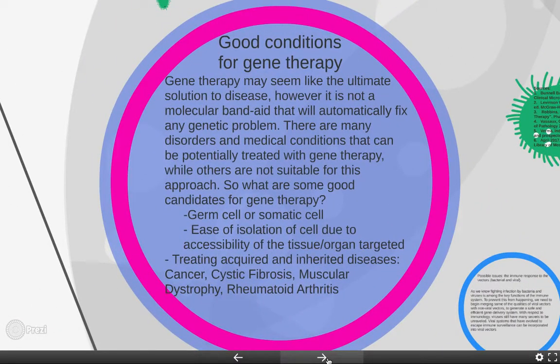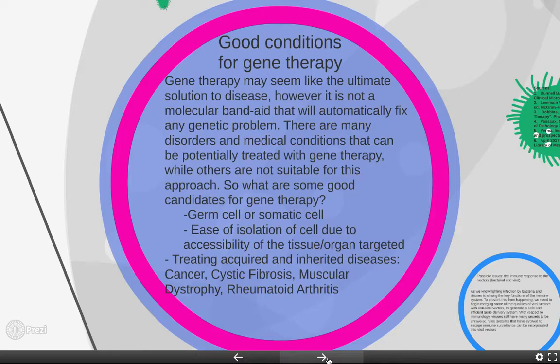So how do you know if gene therapy is the good solution? It may seem like the ultimate solution to many diseases. However, it's not a molecular band-aid that will automatically fix any genetic problem. There are many disorders and medical conditions that can potentially be treated with gene therapy, while others aren't suitable for this approach. So what are some good candidates for gene therapy?